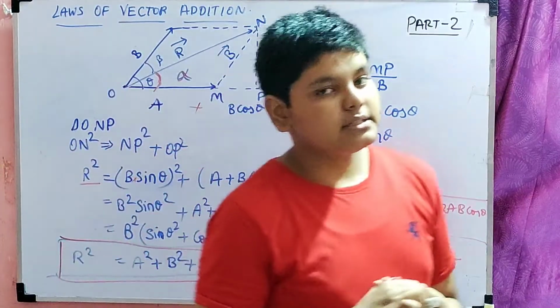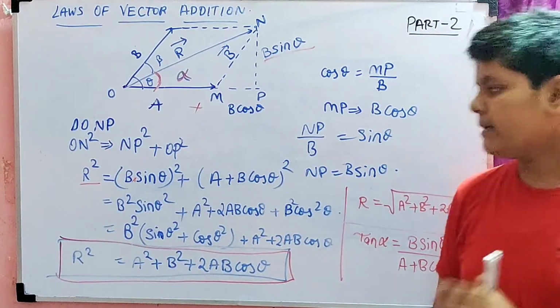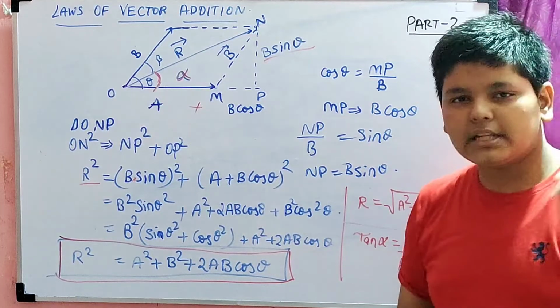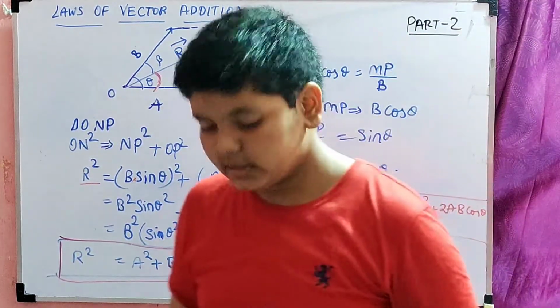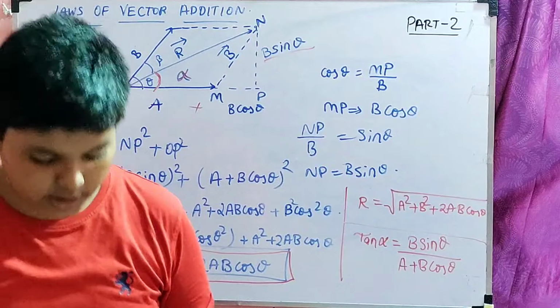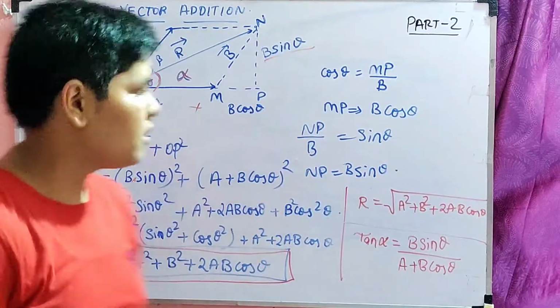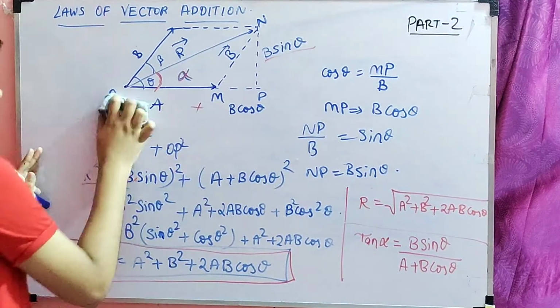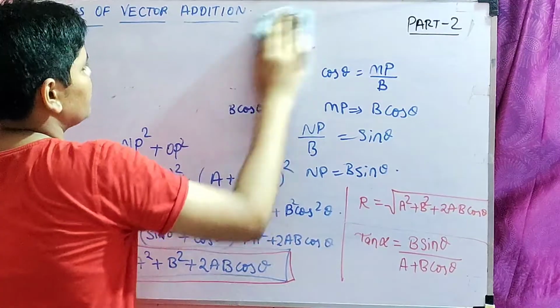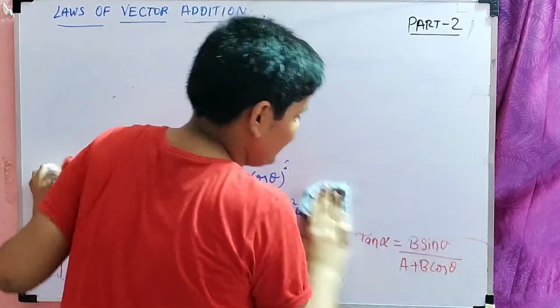So we have completed the triangle law and we have completed the parallelogram law. Out of the three laws, triangular, parallelogram and polygonal, the parallelogram law is the most important one, which we'll be using in the whole concept of vectors. Now let us go to the third law, which is called the polygonal law of vector addition.